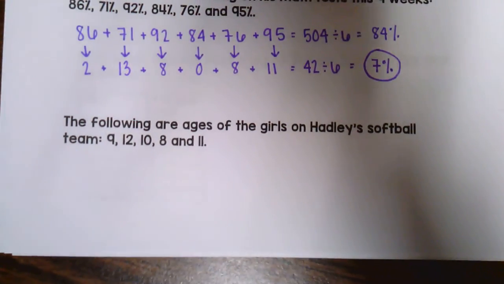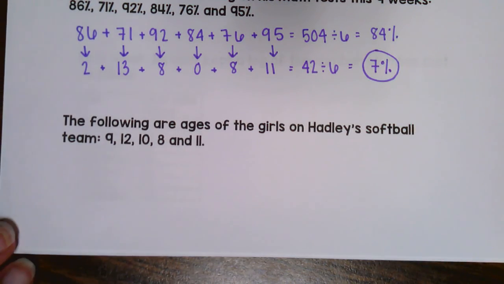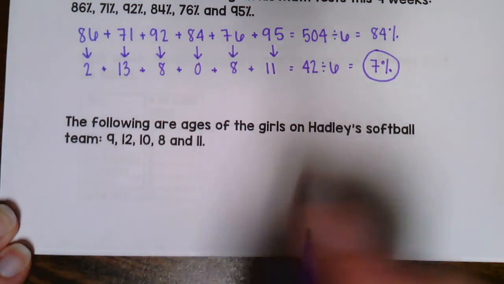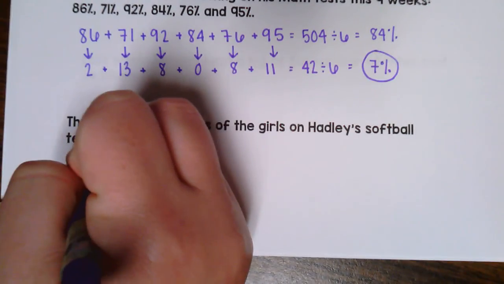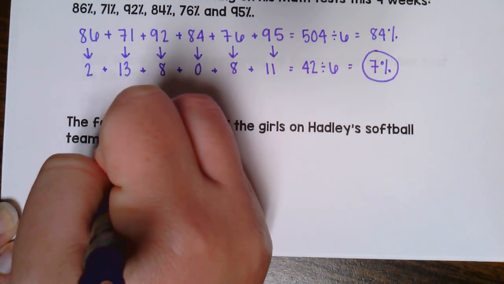Okay, the following are ages of the girls on Hadley's softball team: 9, 12, 10, 8, and 11. So I'm going to find the average first.